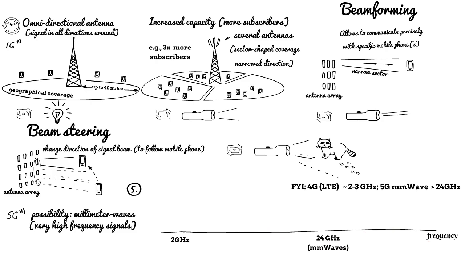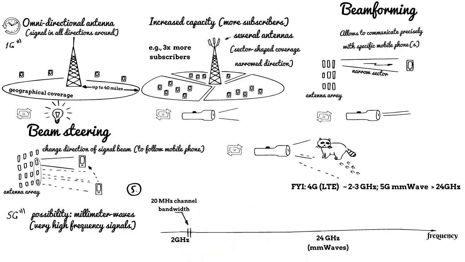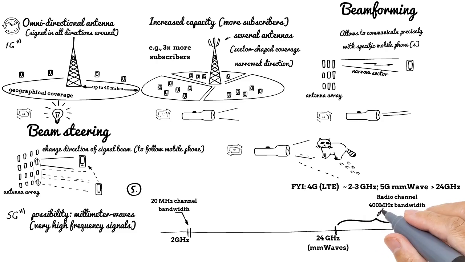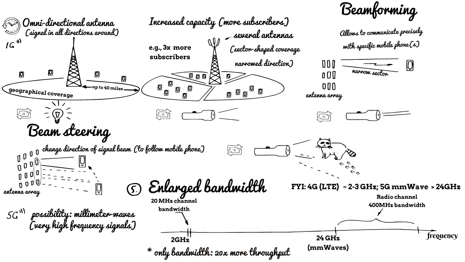Here's the trick. Let's return to the very first item we mentioned. The larger the radio channel bandwidth, the higher data throughput we can achieve. In LTE, radio channel bandwidth can be up to 20 MHz, while with extremely high millimeter wave frequencies, it's possible to allocate radio channels with 400 MHz bandwidth. Technically, with just bandwidth we can potentially achieve 20 times more data throughput. In short, higher frequencies, especially in 5G networks, bring radio channels with extremely larger bandwidth, consequently enabling higher data throughput.